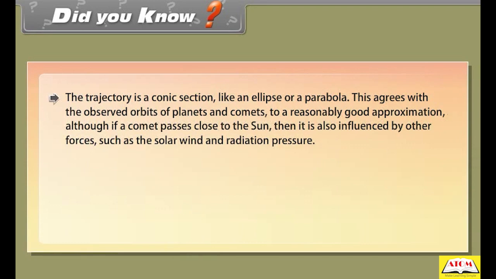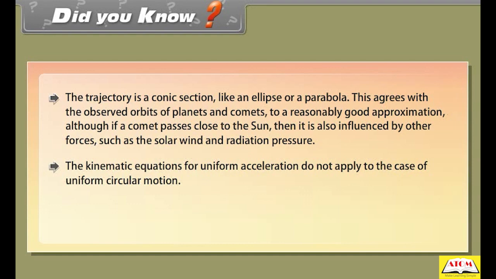Did you know? The trajectory is a conic section like an ellipse or a parabola. This agrees with the observed orbits of planets and comets to a reasonably good approximation. Although, if a comet passes close to the Sun, then it is also influenced by other forces such as the solar wind and radiation pressure.